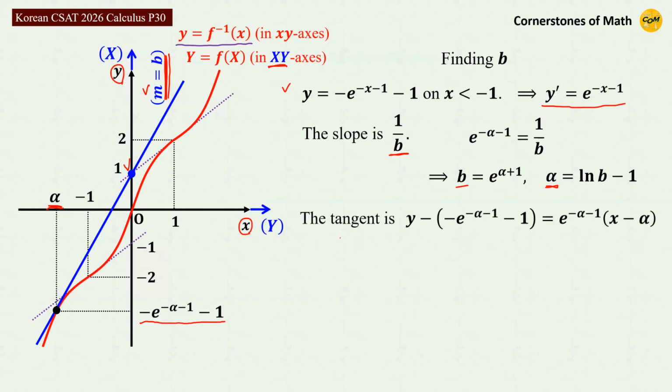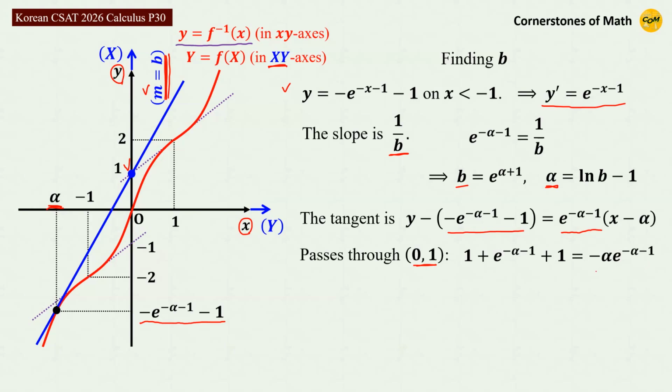The second thing we can do is to obtain the equation of the tangent, which is y minus (e to the power of minus alpha minus 1, minus 1) equals the slope e to the power of minus alpha minus 1 times (x minus alpha). We use the fact that this line passes through the point (0, 1). Substituting x equals 0 and y equals 1 gives 1 plus e to the power of minus alpha minus 1, plus 1 equals minus alpha times e to the power of minus alpha minus 1.